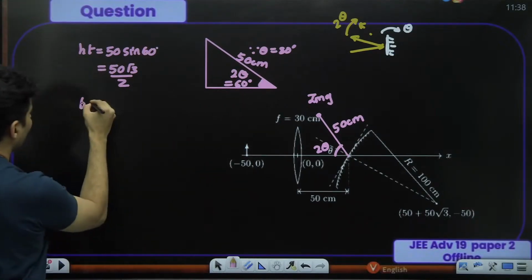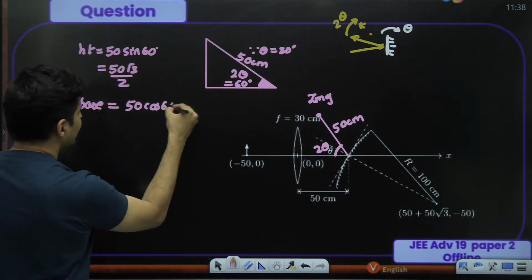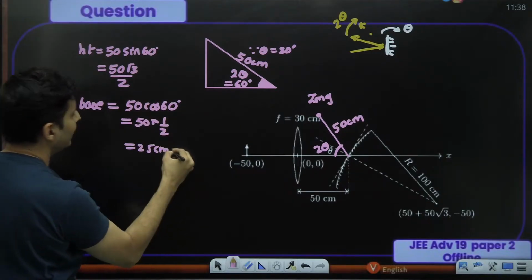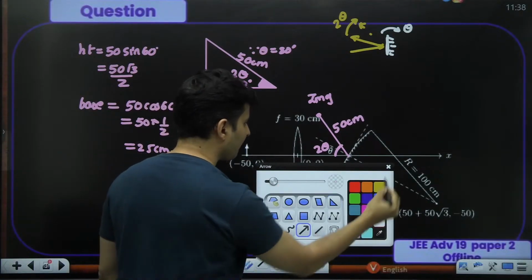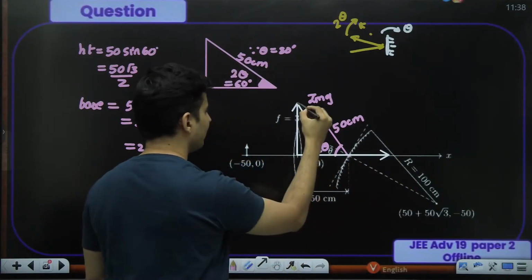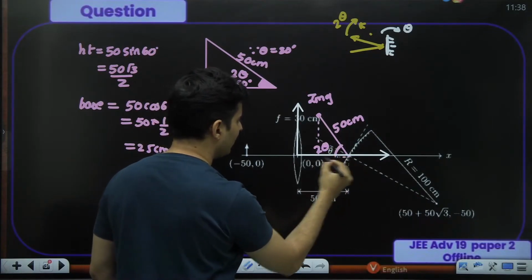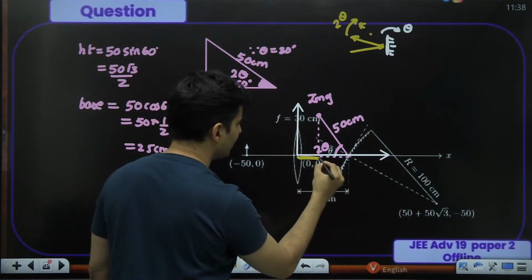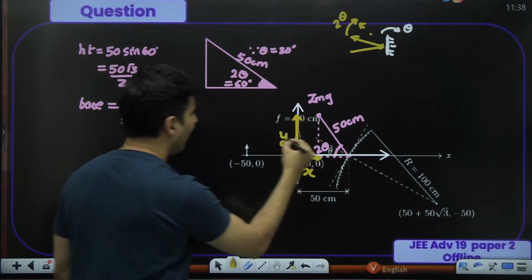And this particular base will be how much? It will be 50 cos 60, which is nothing but 50 multiplied by half, which is nothing but 25 centimeters. So we have found the base and the height, but do not forget our origin is over here. This is our x-axis and obviously this is our y-axis. So all that we have found out is the height and the base. So the coordinates that we need, this is basically the x coordinate and this is basically the y coordinate.